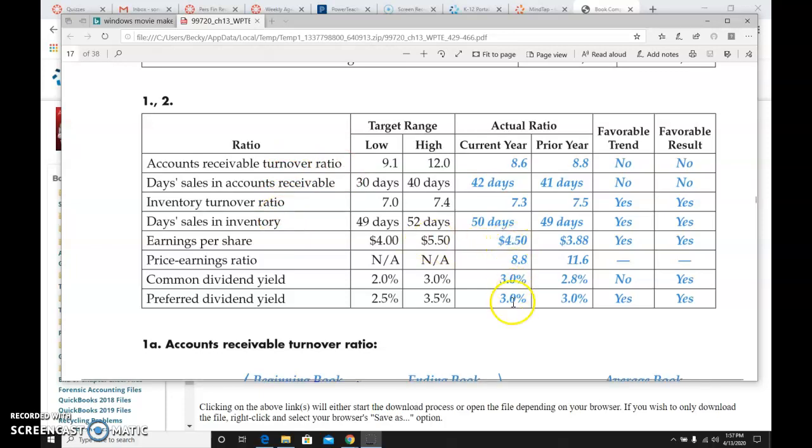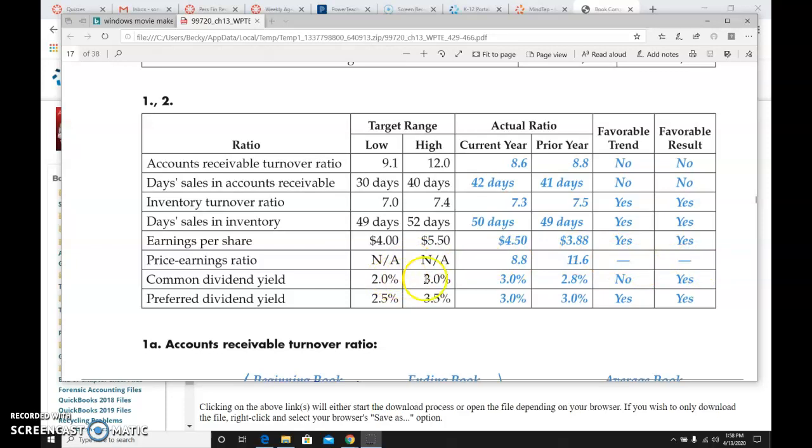Then for the market ratios, the earnings per share: we had $3.88 per share and it went to $4.50. That's a huge jump. That's a very favorable trend. We're within the range that we wanted because we're at $4.50, so that's a favorable result. PE ratio: because we don't have any competitor or industry data, we just don't have anything there.